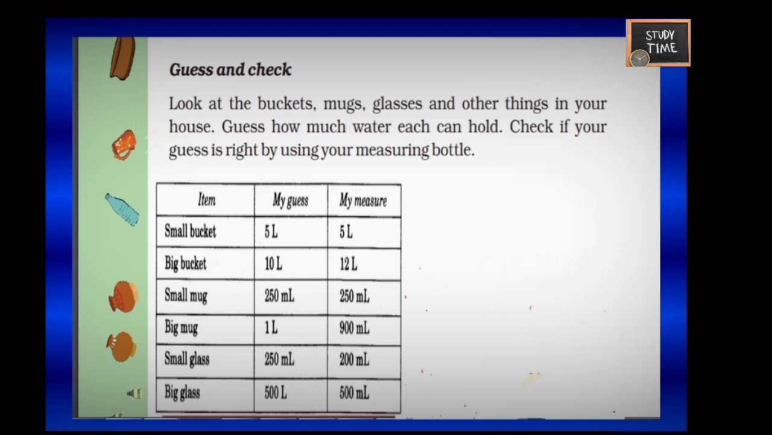So you can write small bucket, big bucket, small mug, big mug, small glass, big glass. You can write your guess whether it is 5 liter, 10 liter, 1 liter, 250 ml or 300 ml. You are going to write the guess and then you are going to measure each container and you are going to write what is actually the capacity of each item. So can you all do this?